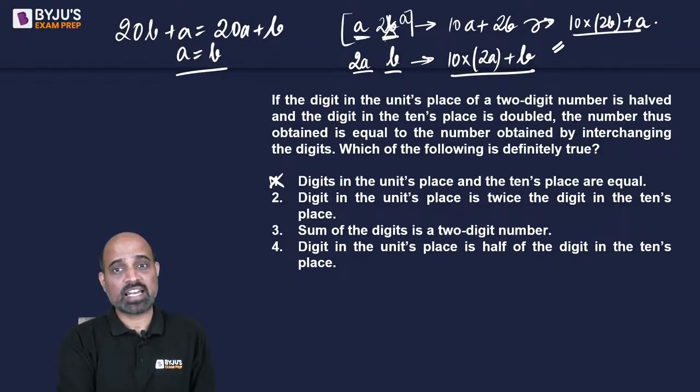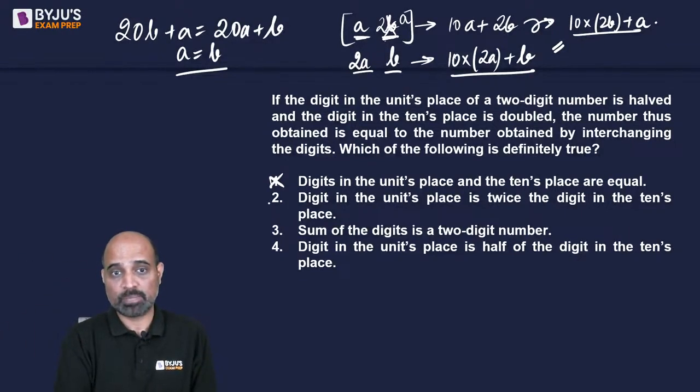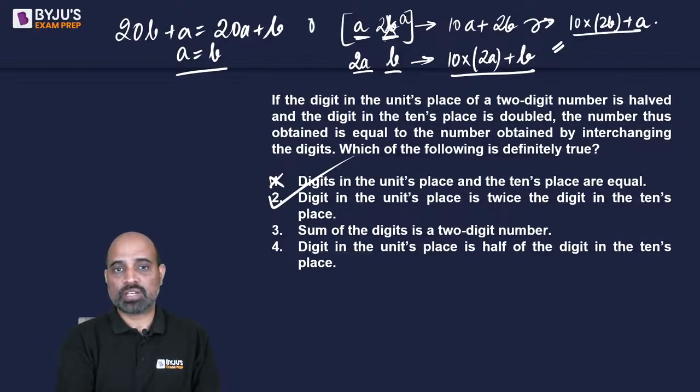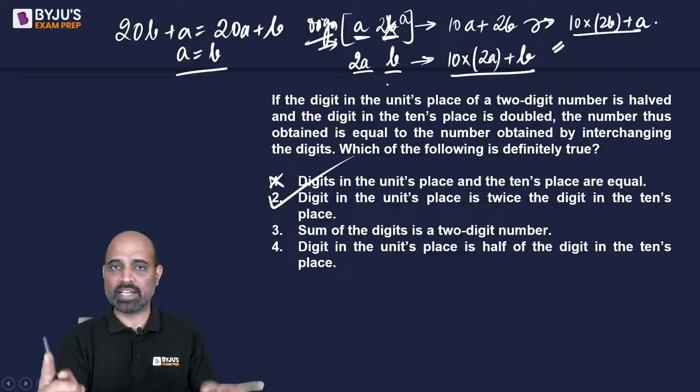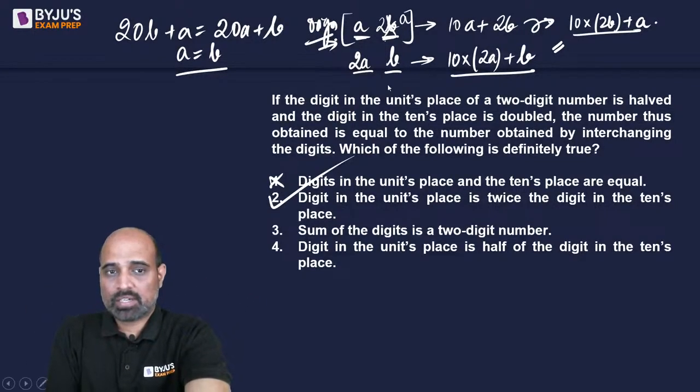So can we say that the digit in the units place is twice the digit in the tens place? Yeah. Okay. Why? Because this is the original number, isn't it? The original number is what came to me after interchanging, halving and doubling. Okay.